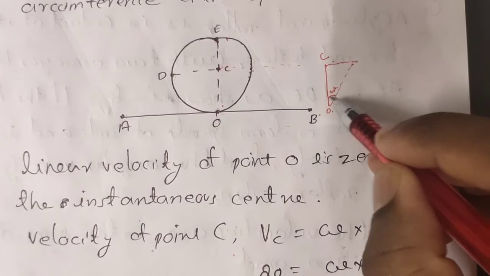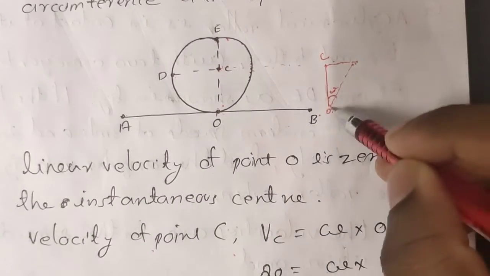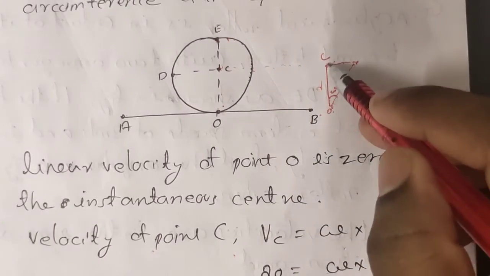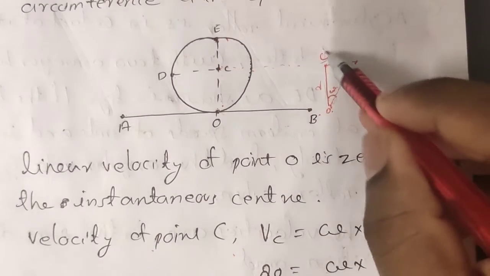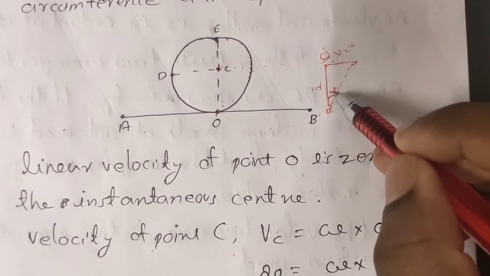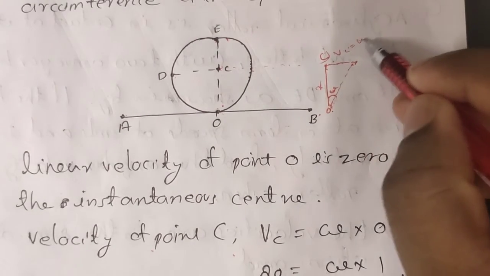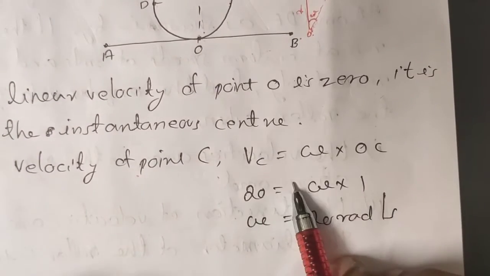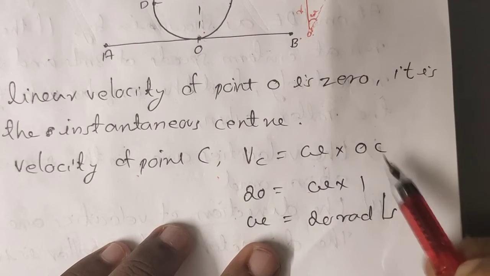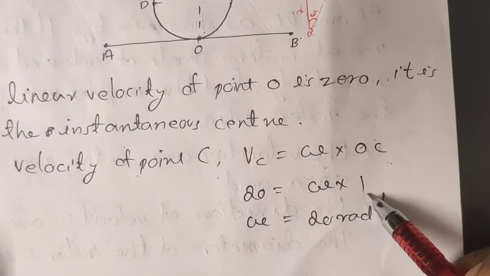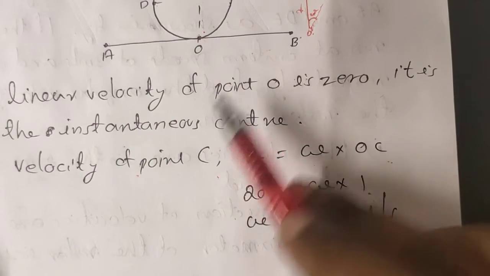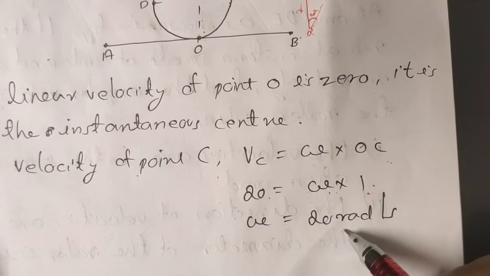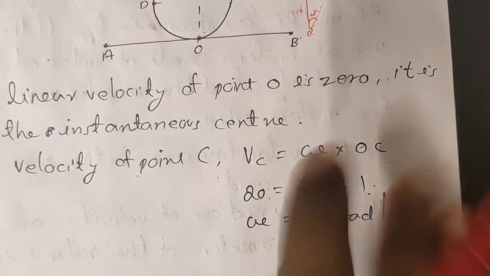So what is the velocity? That is omega. From here to here we have a distance that is called OC. That is a radius, right? So VC here is equal to omega into this R. That is VC is equal to omega into OC, that is R, radius. Then we already know from the question itself what VC is. That is 20 is equal to omega into 1. Then we identify the value of omega. That is 20 radian per second.